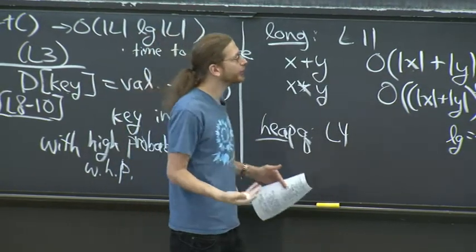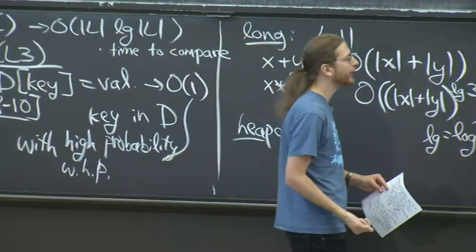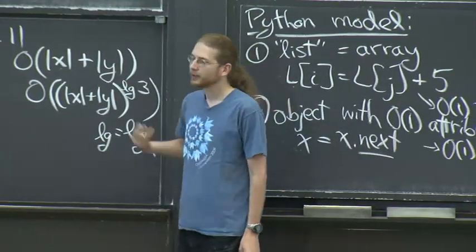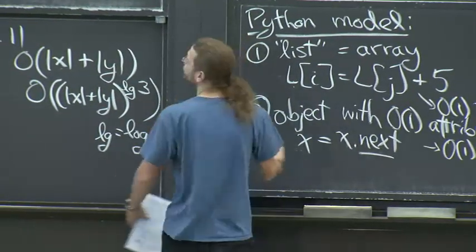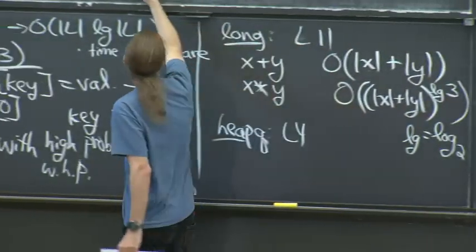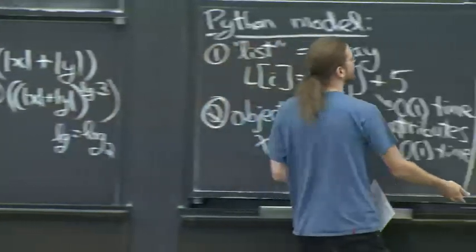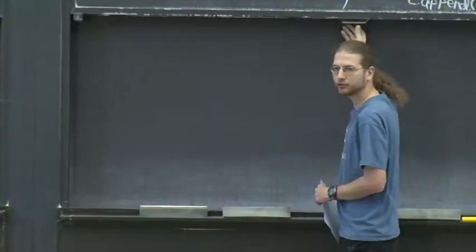Now that we are sort of comfortable with what costs what in Python, I want to do a real example. Last time we did peak finding. We're going to have another example, which is called document distance. So let's do that. Any questions before we go on?